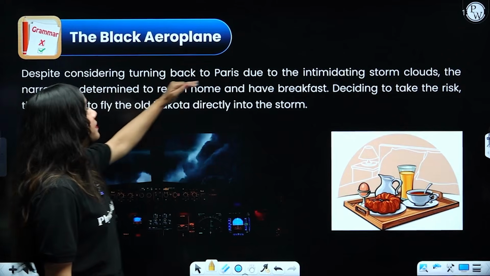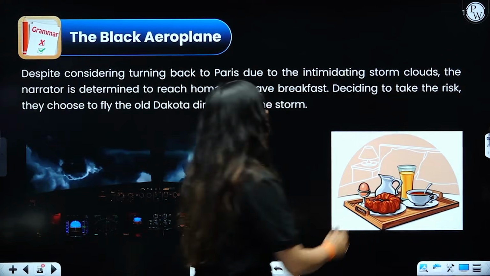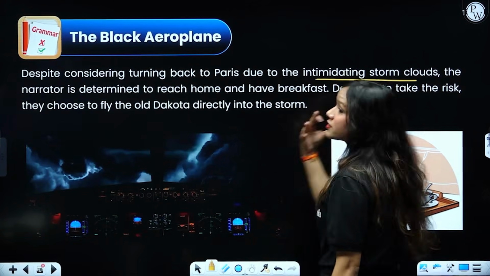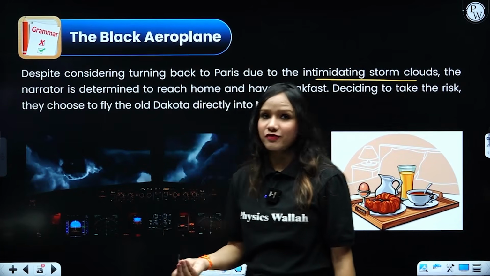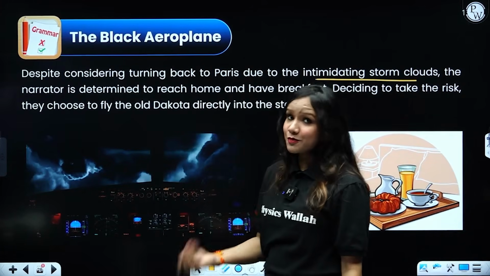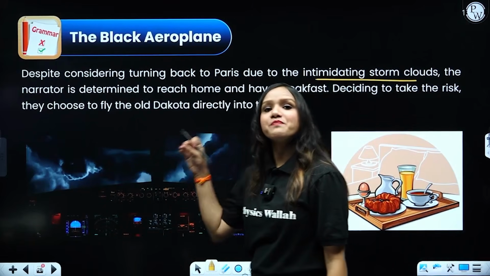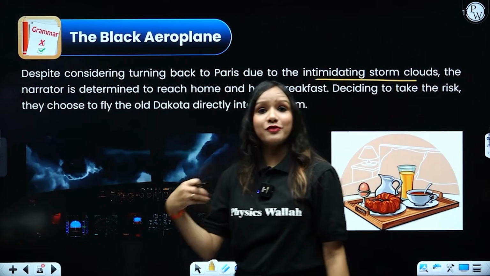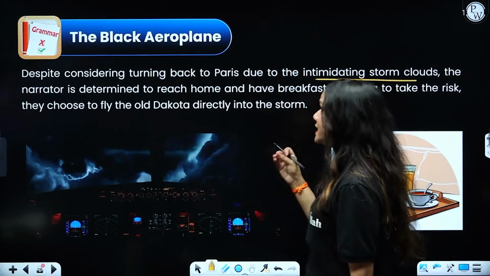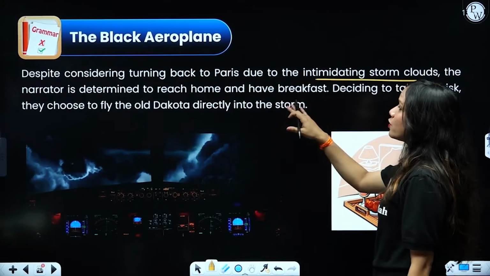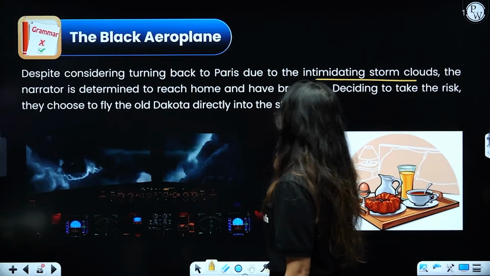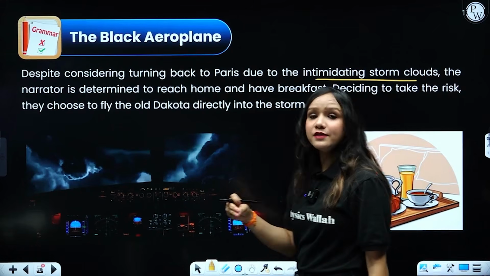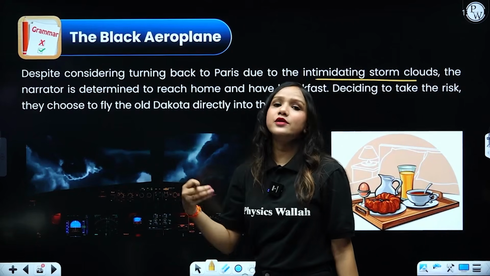Despite considering turning back to Paris due to the intimidating stormy clouds and unfavorable situation, he eventually decided otherwise, just because he was so eager, so desperate to meet his family, enjoy good time and have English breakfast with the family. He decided to fly into that stormy weather only. So he's determined to reach home and have breakfast. Deciding to take the risk, he chose to fly the old Dakota directly into the storm, right?